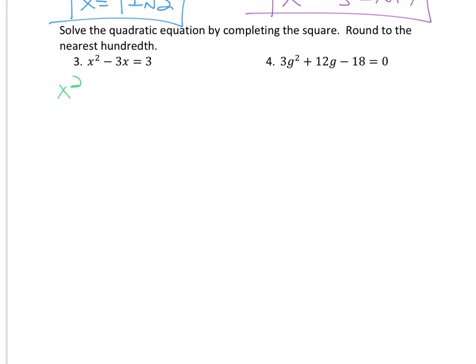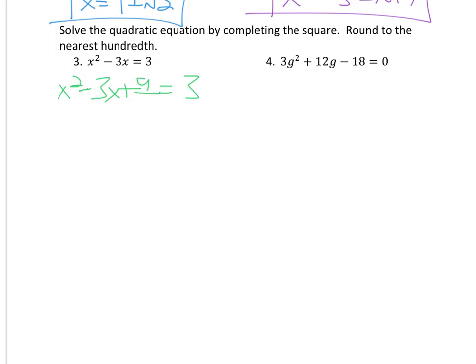So we've got x squared minus 3x. Leave a space to complete the square, and 3. So I have to cut 3 in half. I get negative 3 halves, and then square both sides. Square the top, so square 3 to get 9.